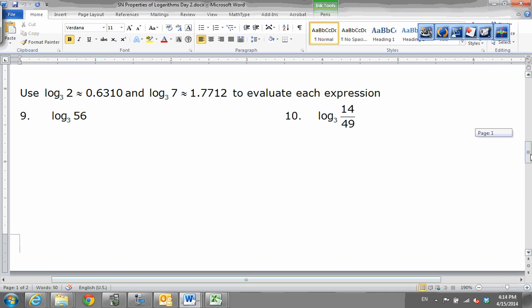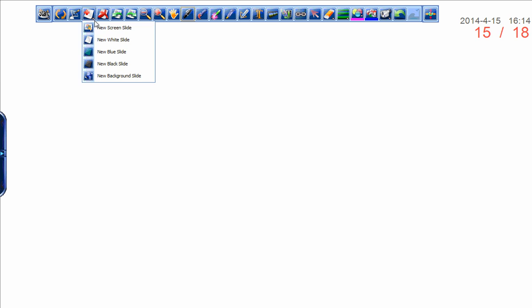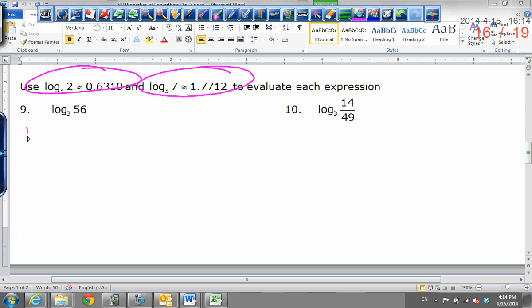The next couple are kind of my personal favorite, just because you're given a couple of clues and you have to figure out how to solve this equation. So we're only given 2 things, and we got to rewrite this. So log base 3 of 7 times 8, right? And then remember, with multiplication, it actually means addition.